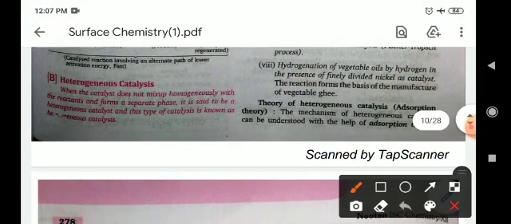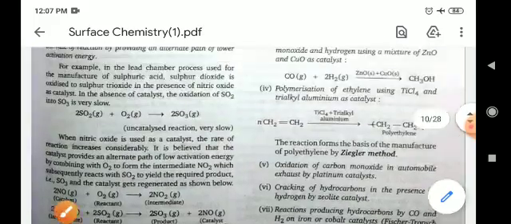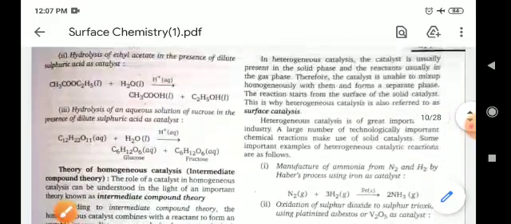The next one is heterogeneous catalysis. In heterogeneous catalysis, the reactants, products and catalyst are not present in the same phase. That means the reactants will be in one phase and the products in another phase.